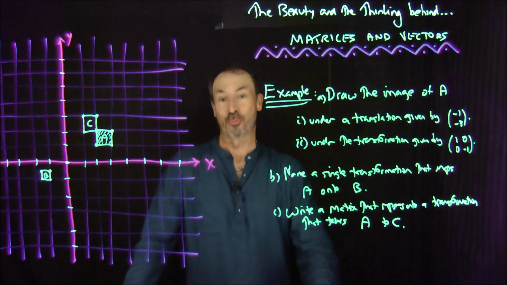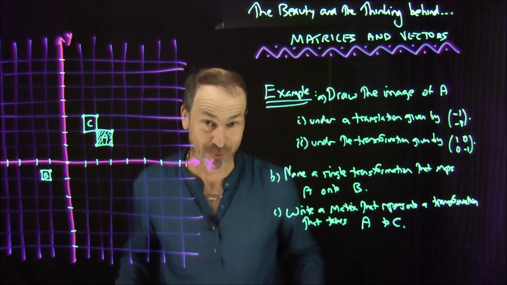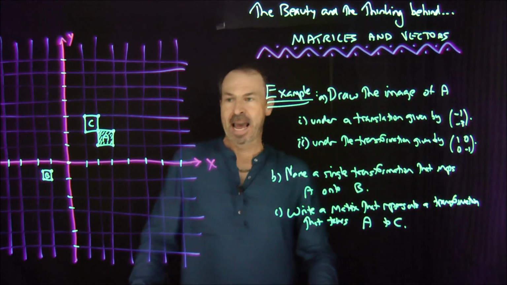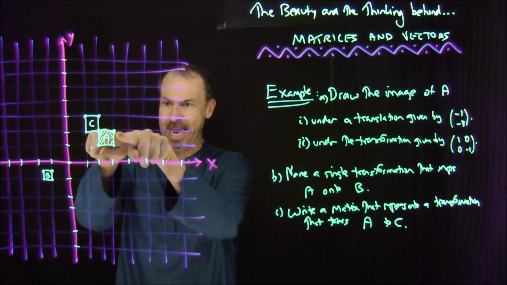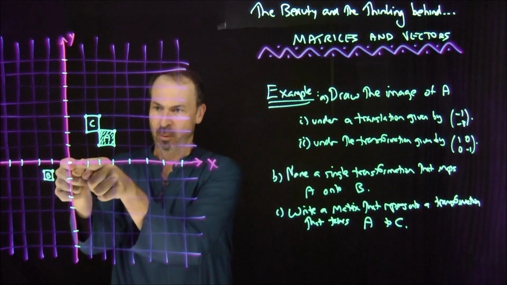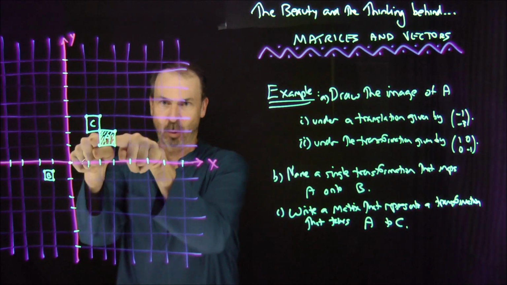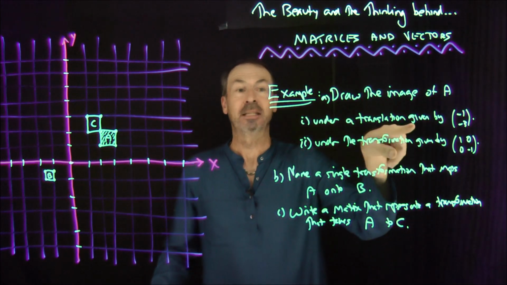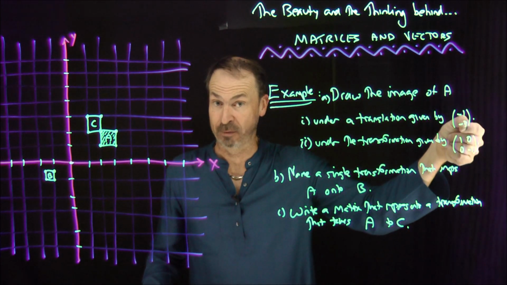Okay, here's a final practice question going through most everything. Example. Draw the image of A. So here's a picture of a graph. There's A. It's this little square. I guess it's 3 units up and 2 units across. That square is A, shaded in. Draw the image of A under a translation given by -1, -3.